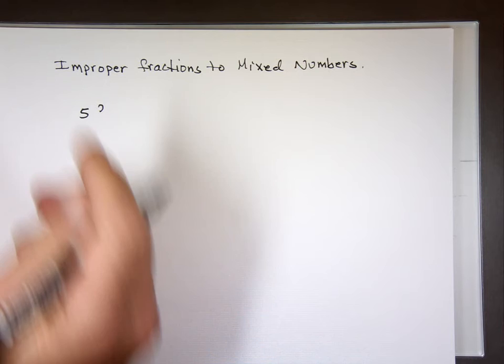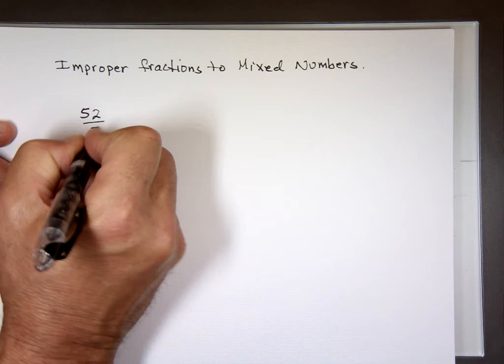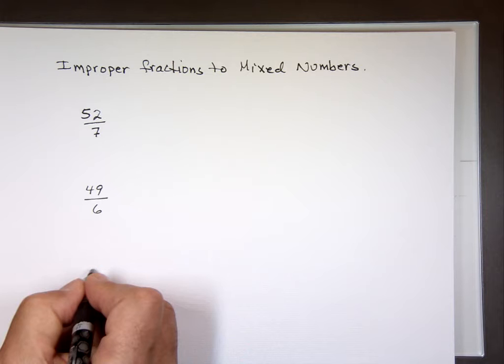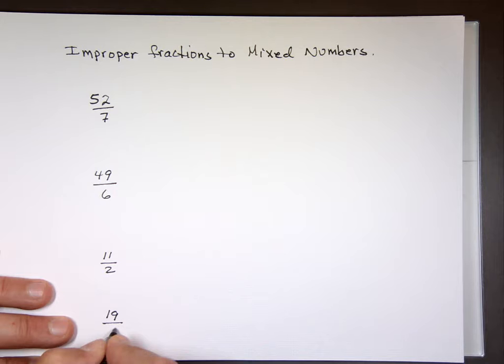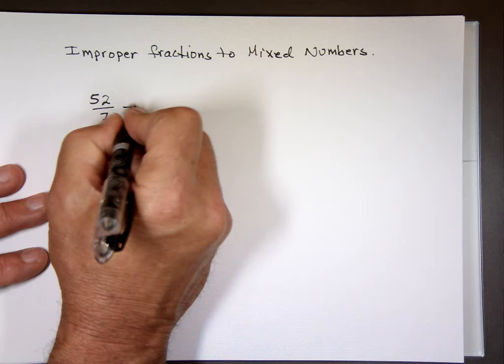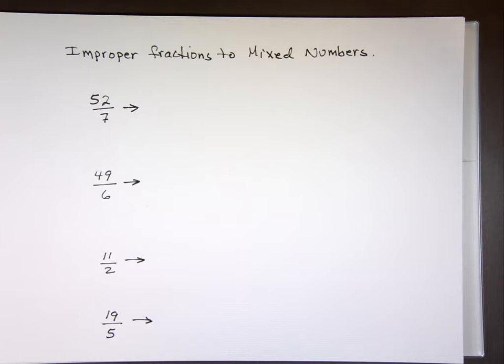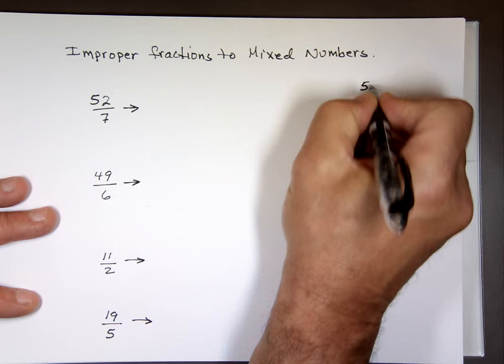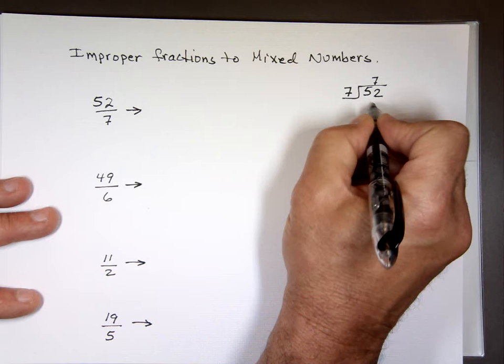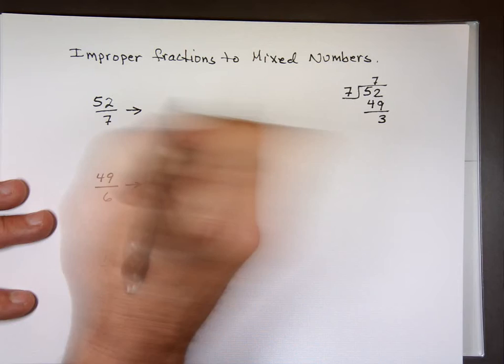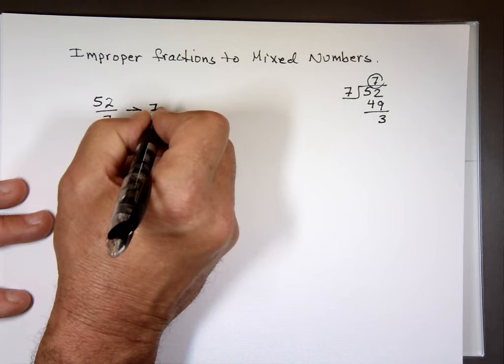52 over 7, 49 over 6, 11 over 2, 19 over 5. All of these are improper fractions. How can I change these to mixed numbers? We divide them. What's 52 divided by 7? 7. 7 times 7 is what? 49. What's the remainder? 3. So this number goes in the front. That's your 7. And what's left? 3 over the 7.